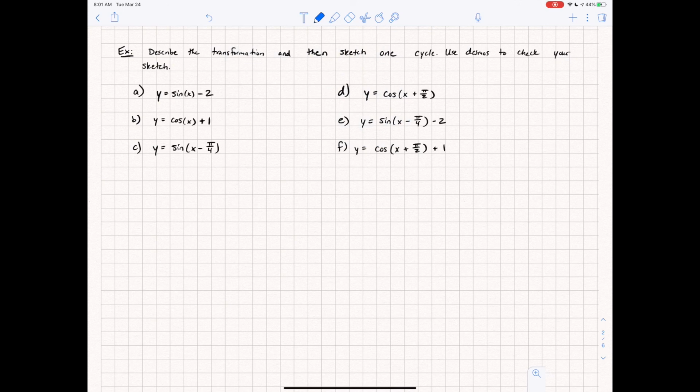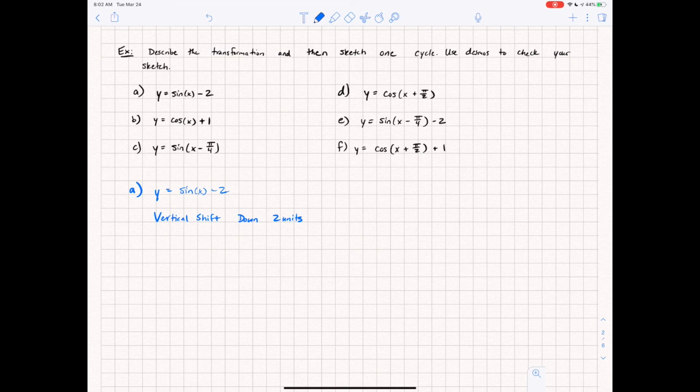Okay, so I'm going to go through and do A. So I've got y is equal to sine of x minus 2. Because of the subtraction of 2 on the very outside, I know that this is a vertical shift down 2 units.